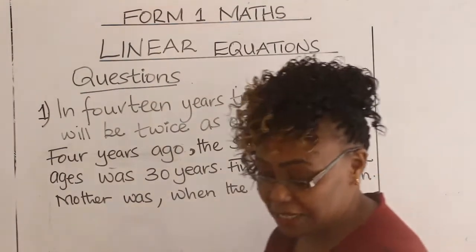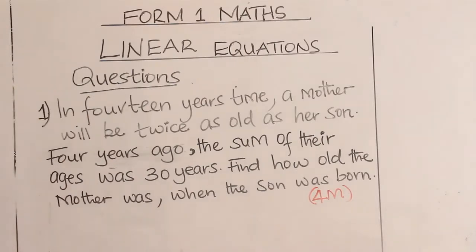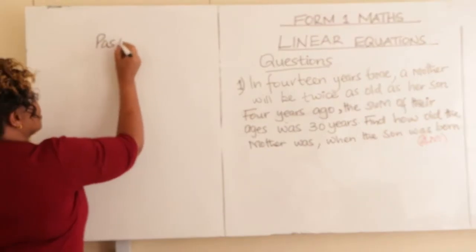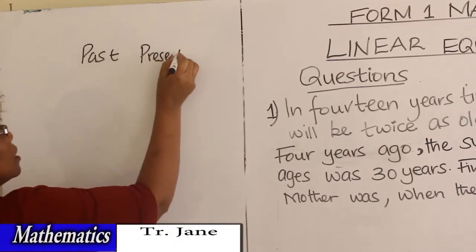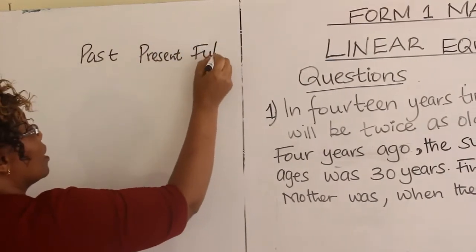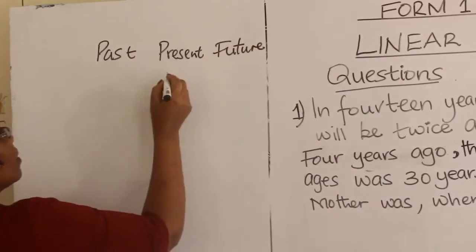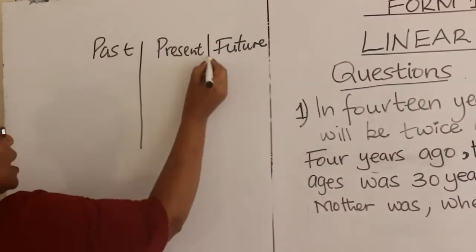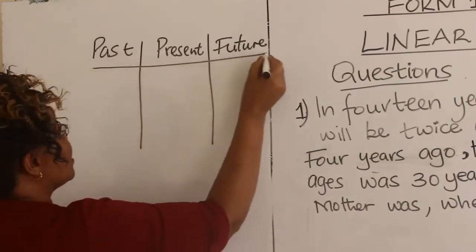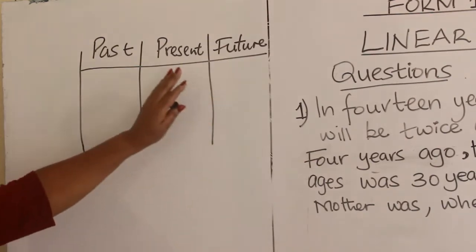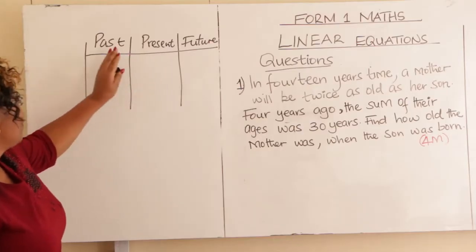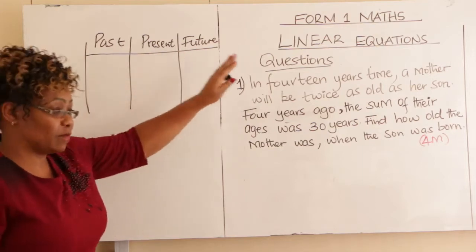How do you go about this? What you do is that you draw 3 columns. Here you have present, and here you have the future. So you go to your question. You have the present, today, past is ago, and then you have the future.